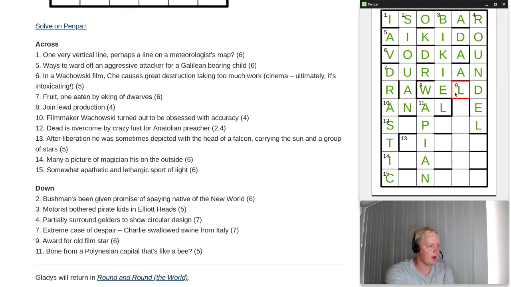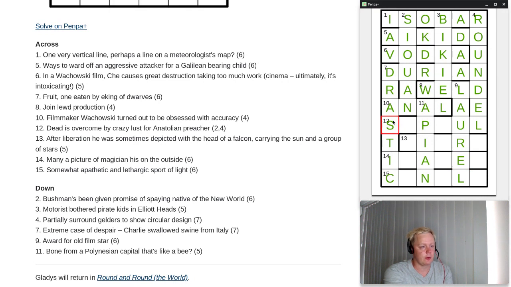Then 9 down, we have something starting with L, 6 letters. Award for old film star. A laurel is an award, and Stan Laurel was an old film star. So this is just a plain double definition for laurel.